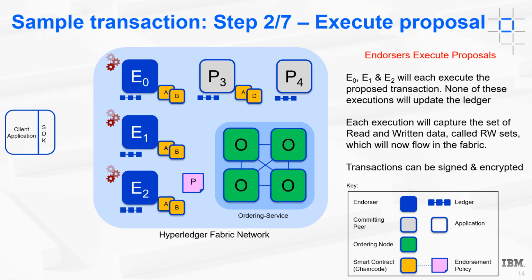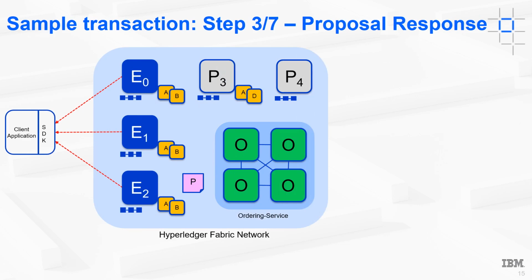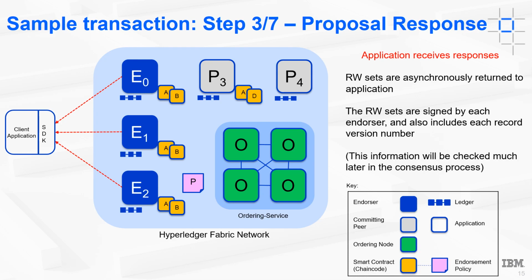It is all being simulated in the endorser node, right? And what will happen is the execution will capture the set of read and write sets, the RW sets, right? Which is now going to be flowing further in the fabric. Now, these transactions are signed and encrypted by the endorser, and are fed back to the client application, right? All these endorsements, so what are they? These are RW sets along with the signature of each endorser, fed back to the client application, the SDK.